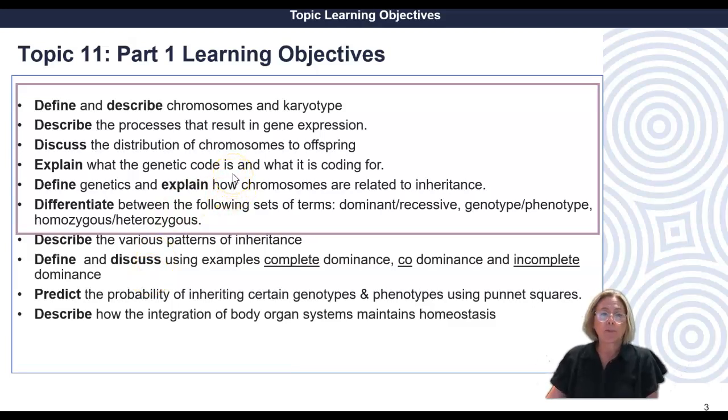able to describe the processes that result in gene expression, be able to discuss the distribution of chromosomes to offspring, be able to explain what the genetic code is and what it is coding for, be able to define genetics and explain how chromosomes are related to inheritance, and be able to differentiate between the following sets of terms. So dominant and recessive, genotype and phenotype, and homozygous and heterozygous.